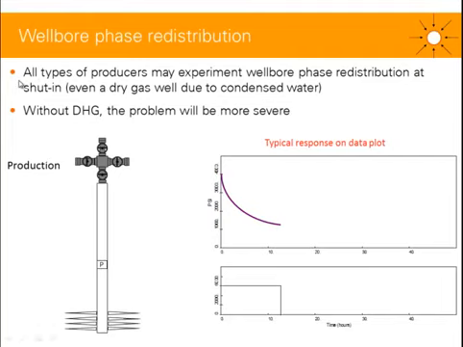It is important to know that all types of producers may experience wellbore phase redistribution at shut-in, even a dry gas well, due to condensed water. And without a downhole gauge, the problem will be more severe. So here I'm going to show you a quick example from a gas condensate well, and we're going to see the typical response on the data plot.